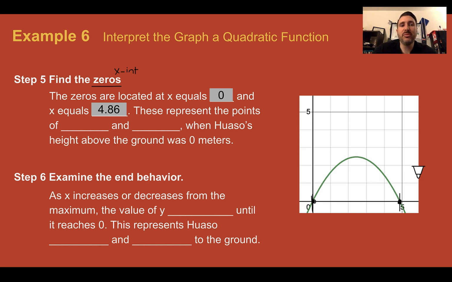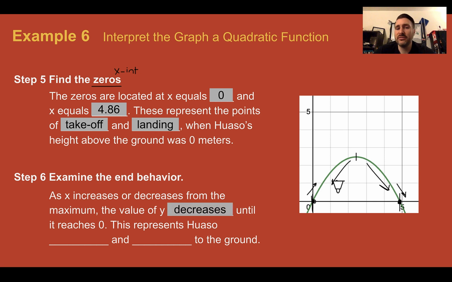These two numbers represent the point of takeoff and landing. So here's where he took off. Here is where he landed. We can tell that's where he took off and landed because his height was 0, meaning he's on the ground. And then the end behavior, from that maximum value, we are decreasing. So the y value is decreasing until it reaches 0. Again, these are representing his taking off and his returning to the ground.